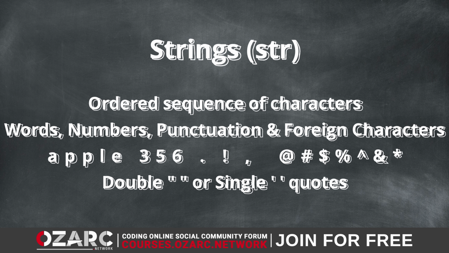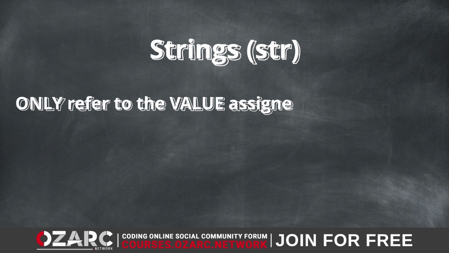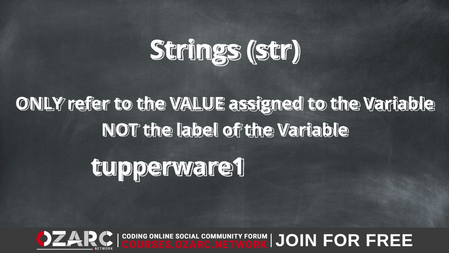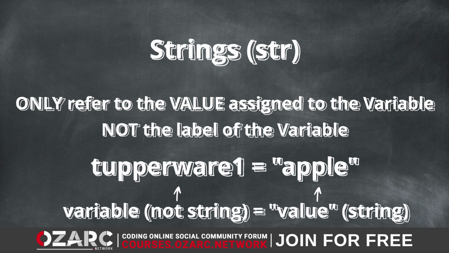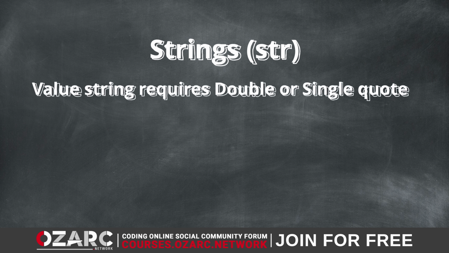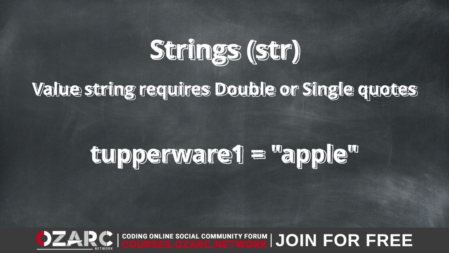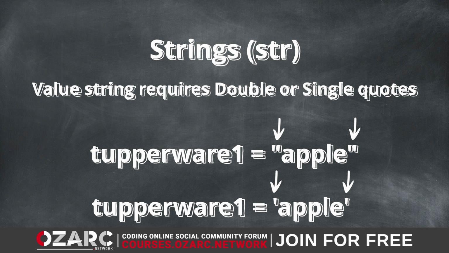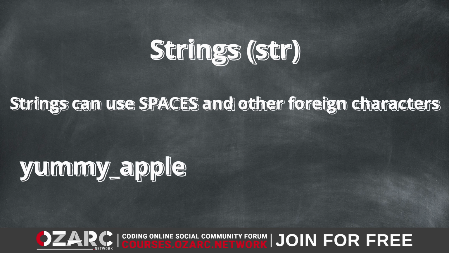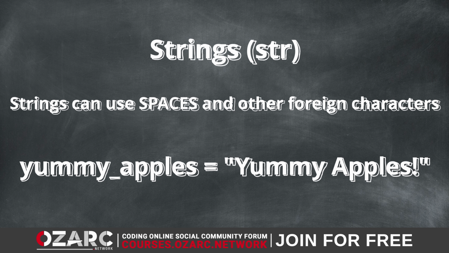In the previous variable tutorials, we were using strings to create our values. Remember that strings are a data type, which means that they only refer to the value assigned to the variable, not the label of the variable itself. While technically the variables are also created using what seems to be a string, they are not. Only the value can be a string. An easy way to remember the difference is that the value string will also require either double quotes or single quotes, while a variable does not. Strings can also use spaces and other foreign characters, which variables cannot.